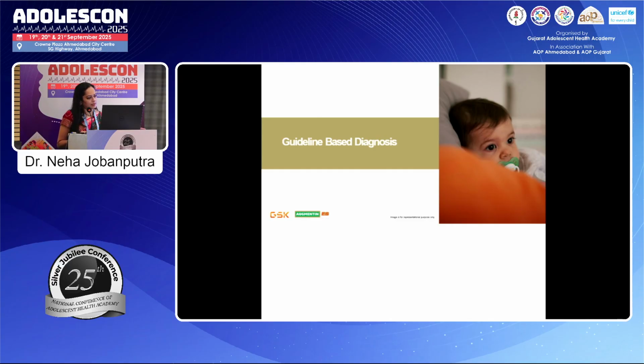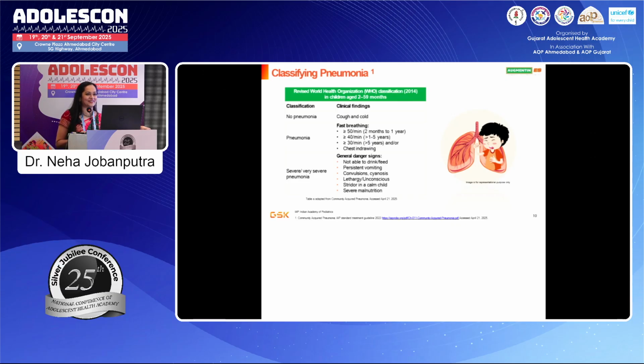On the basis of diagnosis, we usually have a set protocol as to how we deal with upper respiratory and lower respiratory tract infections. So I think classifying pneumonia is something which I do not want to waste time on teaching anybody or talking more about it. But yes, we have no pneumonia when it comes to cold and cough, pneumonia when we have fast breathing and chest indrawing, and then severe and very severe pneumonias which have the general danger signs like unable to drink or feed, persistent vomiting, convulsions, cyanosis, etc.